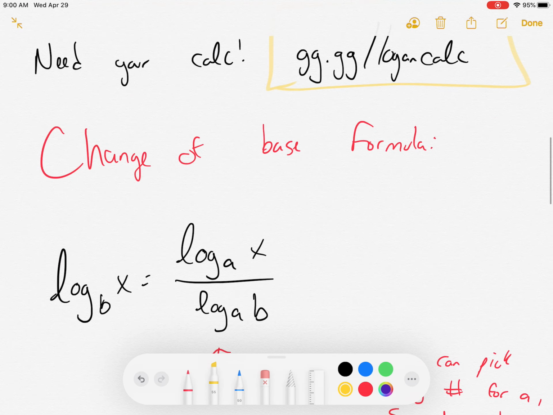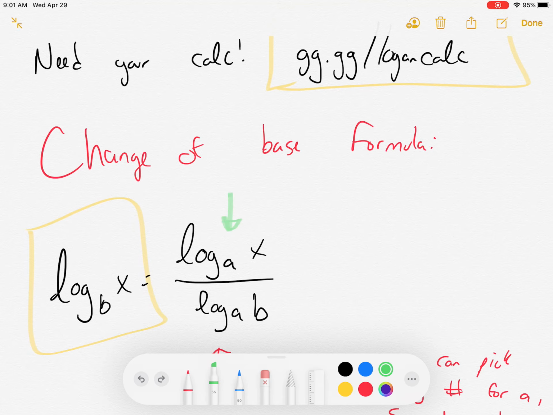Okay, so the change of base formula is log base b of x equals log base a of x over log base a of b. If you notice, in the original there's nothing about an a in there. There's just a b and an x. This is how I remembered it when I was growing up. The x is higher, so it goes on top. The b is lower, so it goes on bottom. So if we wrote this like an imaginary fraction, x is on top, b is on bottom.